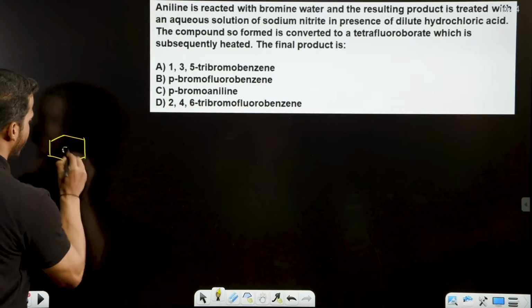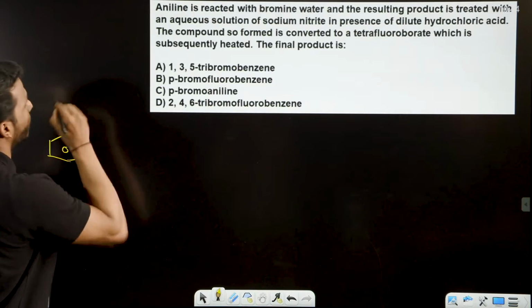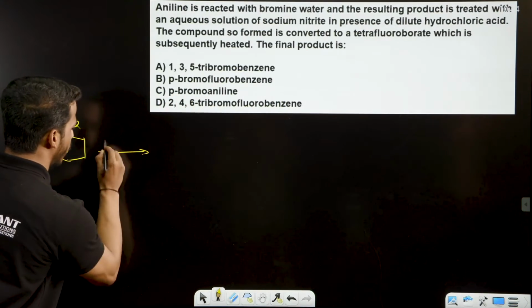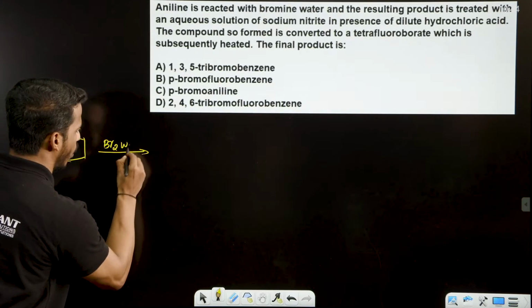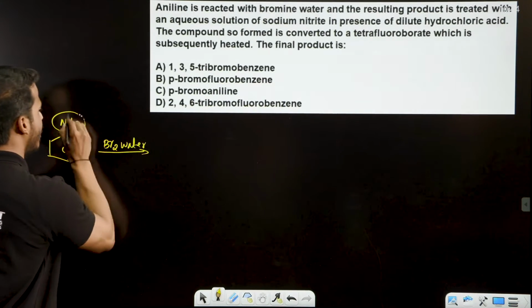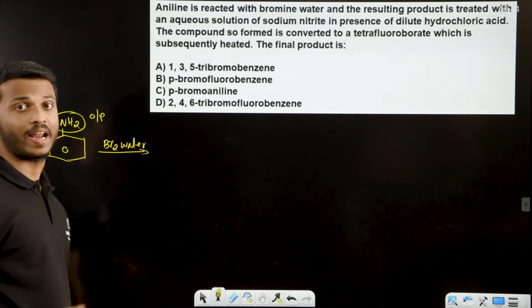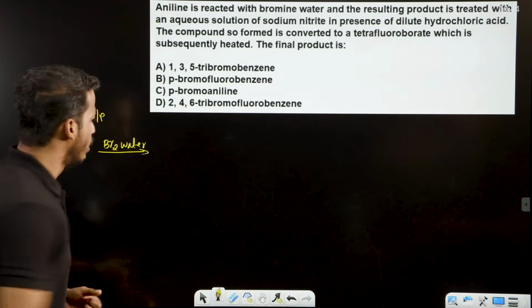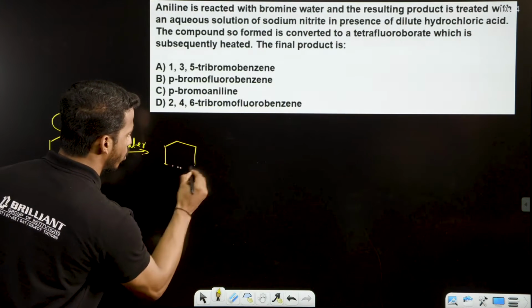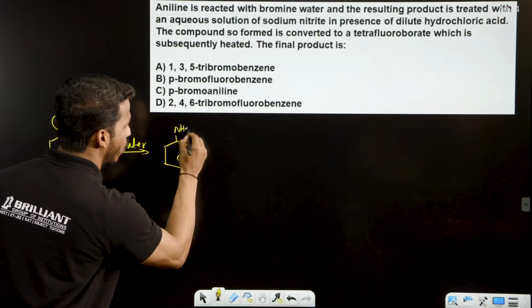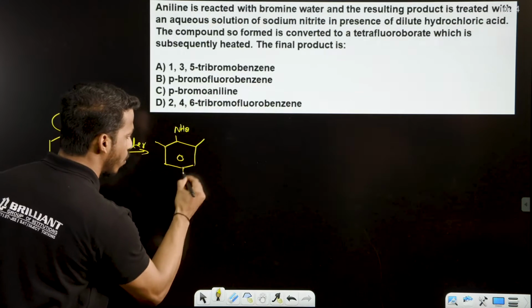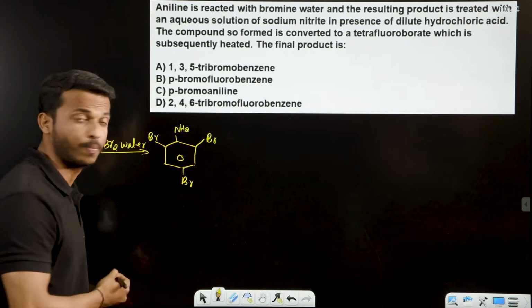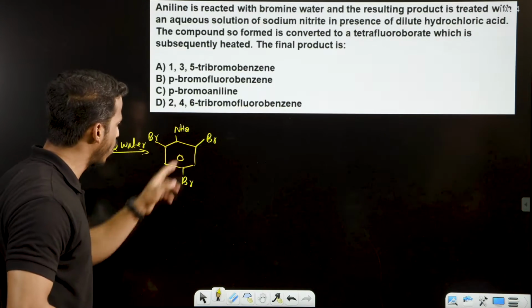Okay, aniline, there is NH2. Aniline is reacted with bromine water, right? What is bromine water? We can represent it as Br2 water. Dear all, aniline is a very strong ortho-para directing group and bromine water is a very strong brominating agent. So what happened? All the ortho and para positions are occupied by bromine. It's a white colored precipitate, 2,4,6-tribromoaniline.